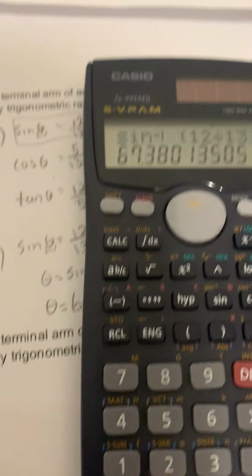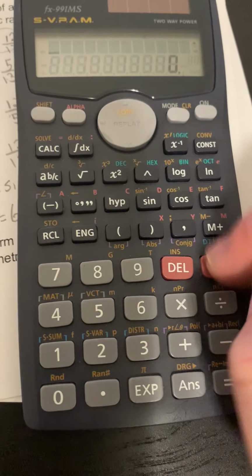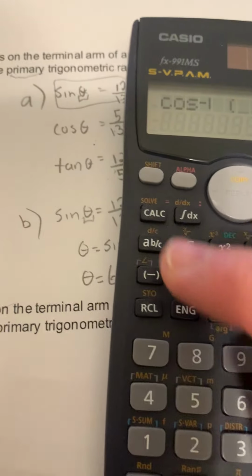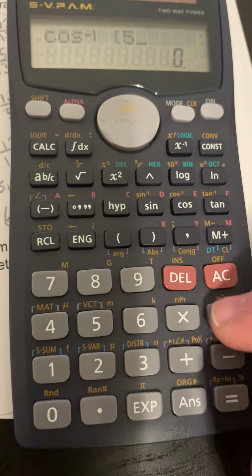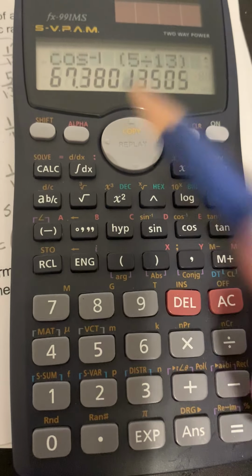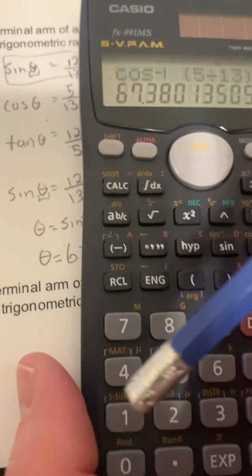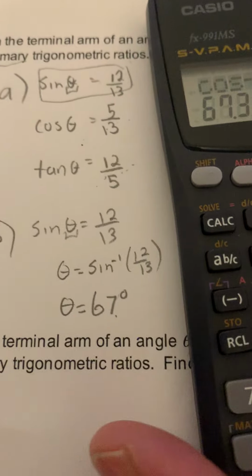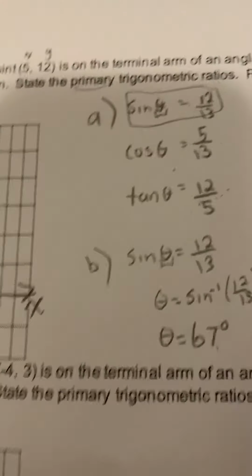If you do any of the other two, you'll get the same answer. Just to show you, if I did cos now, so shift cos, and bracket, 5 divided by 13, close bracket, get the answer of 67 once again. So it doesn't matter which one you use, you'll get the same answer for the angle. Okay, so that was the first example.